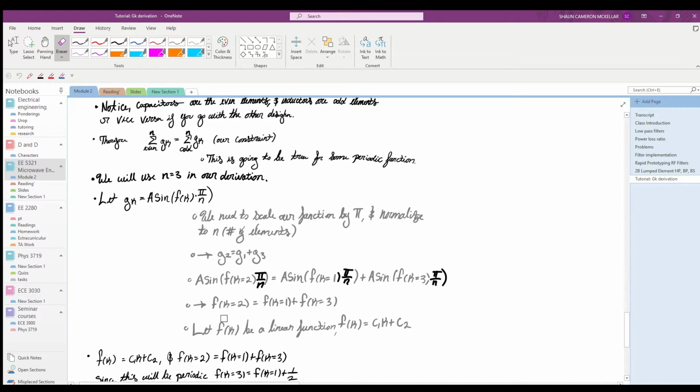Alright, now at this point, we just need to find this interior function. And I believe there will be an infinite number of solutions. So let's choose a simple one. And we'll say that it's a linear function. F of k is going to be equal to some constant times k plus some other constant.